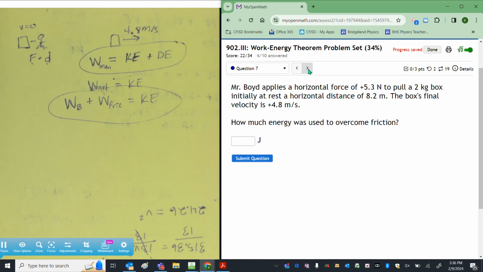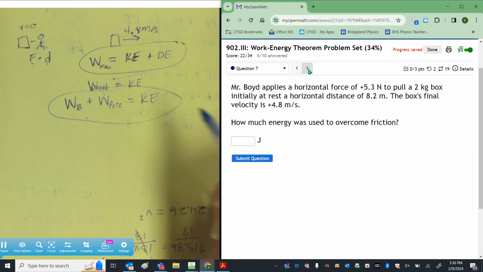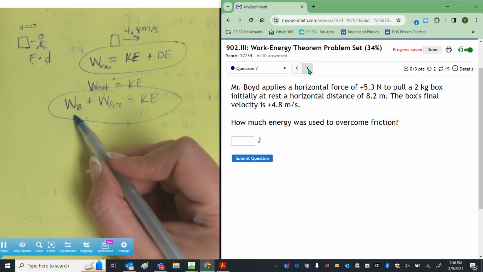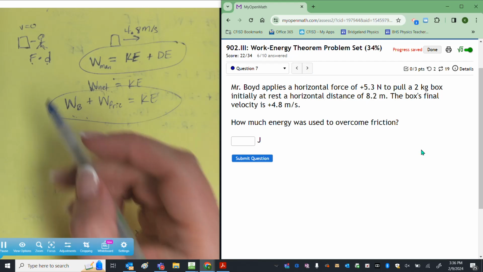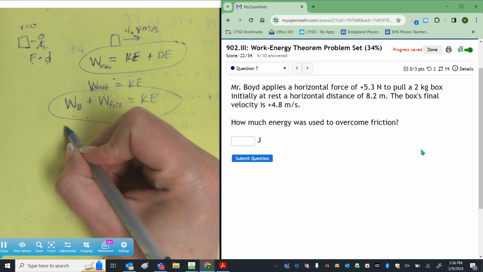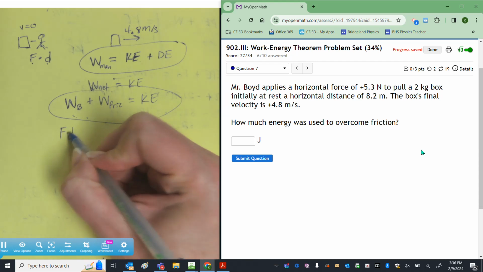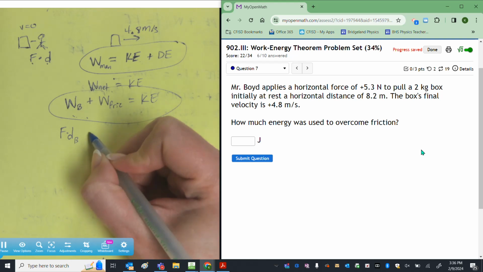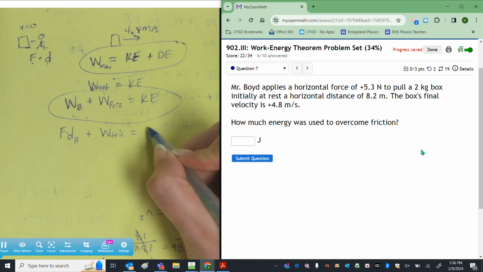Okay, I'm going to use this one since it's at the bottom right now, but again, either one works. So the work done by Mr. Boyd, it says that he applies a force and it gives us a distance. So we actually don't want work, we want his force times his distance for Mr. Boyd, plus again that work done by friction equals the kinetic energy at the end, which is 1/2 mv squared.